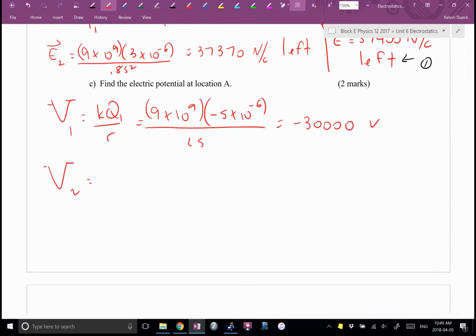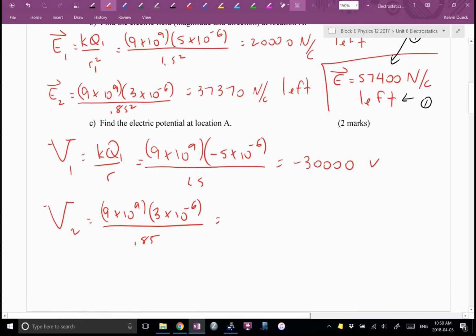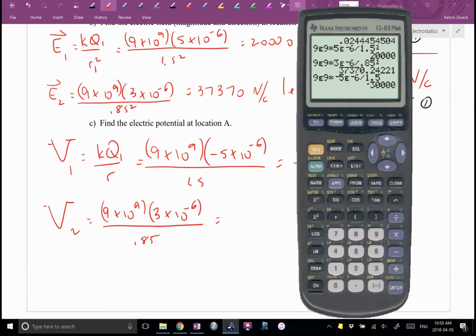I'll repeat this for the second charge. It's going to be 9 times 10 to the 9th, positive 3 times 10 to the negative 6, divided by 0.85. This isn't going to work out evenly. However, I think if I sneak back here, I can just do that. I get positive 31,764.7.